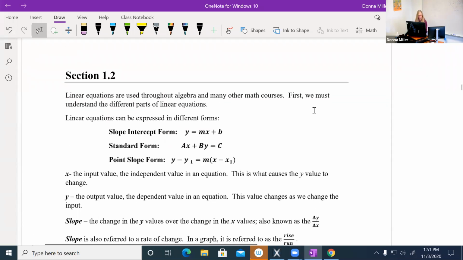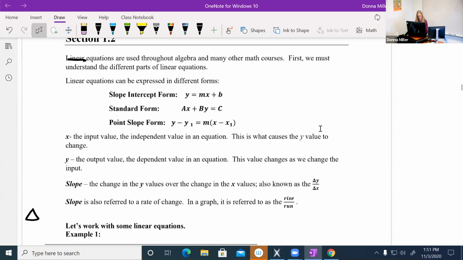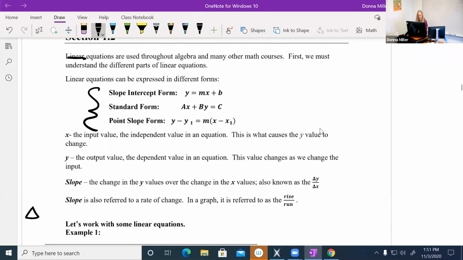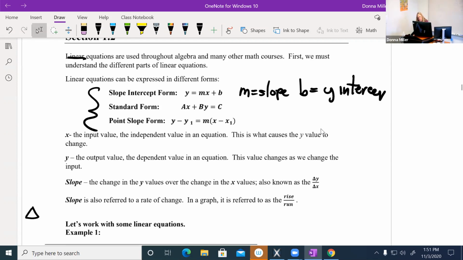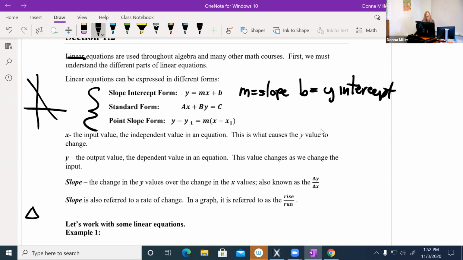First of all, linear equations, lines, are used throughout algebra in many courses, including 1324 and 1325. There are 3 different ways to write lines. You guys remember y equals mx plus b. M is called the slope. And b is called the y-intercept. It's where it crosses the y-axis. If I have a line here, this number right here is b, and m is a measure of how steep that line is.